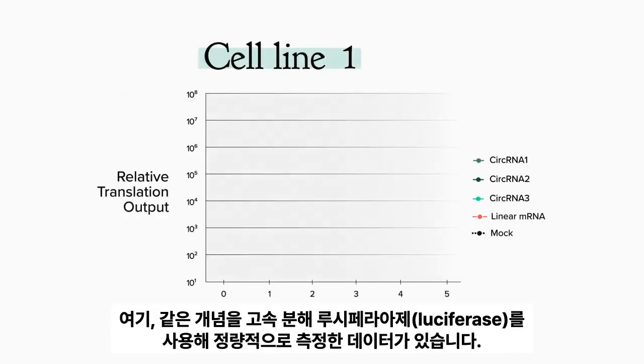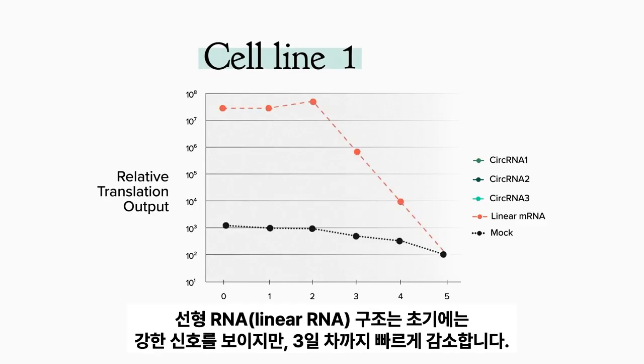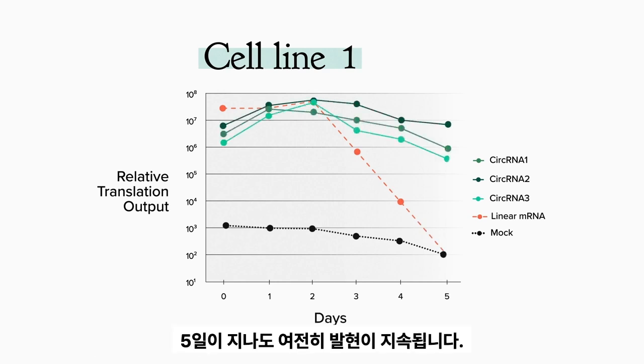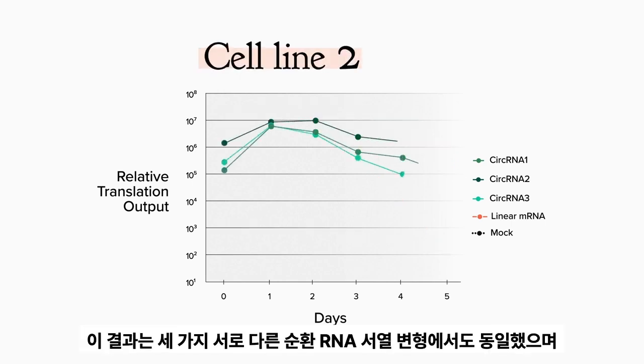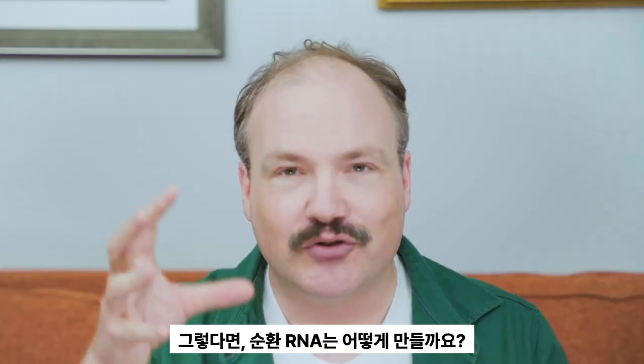Here's a quantitative measurement, same idea, using a high turnover luciferase. The background signal is down here. The linear RNA construct starts strong, but decays by day 3. The circular RNA starts off a little lower, but it's still going after 5 days. And this was true for 3 different sequence variations of the circRNA, and it was true for 2 different cell lines.